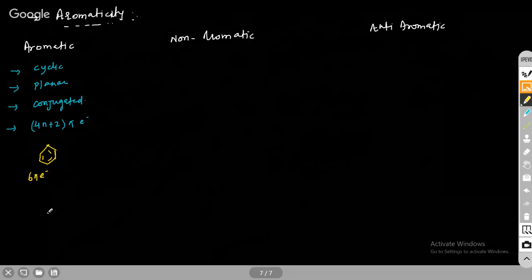These 6 pi electrons are placed in the molecular orbitals that form here, like this, and all these electrons are paired actually. You see, following Hund's rule, 6 pi electrons. Since all the electrons are paired, that is why aromatic compounds are highly stable.